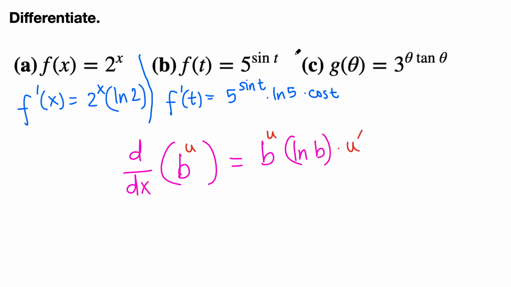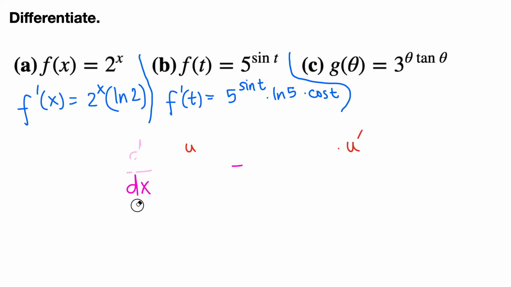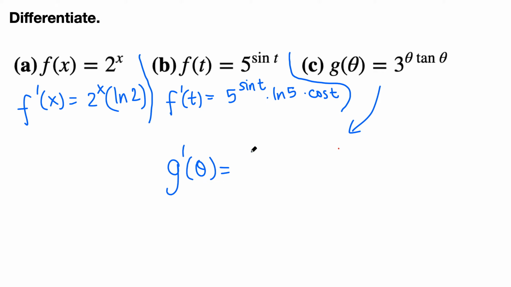Okay, now for part C, we use the same formula like this, because we have not only theta, we have a function of theta, and we call that u. So we'll be using this formula. So let me copy down here. So this one, then derivative is exponential function, so itself, it's not sine, it's tangent, times natural log of base 3 times derivative of this.